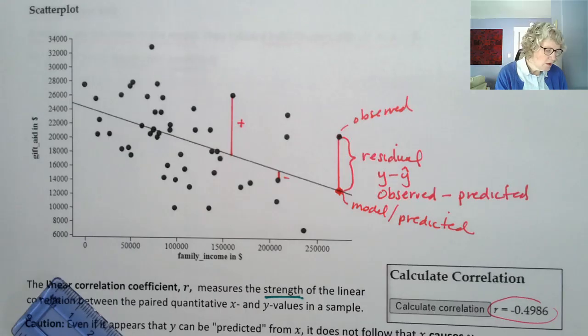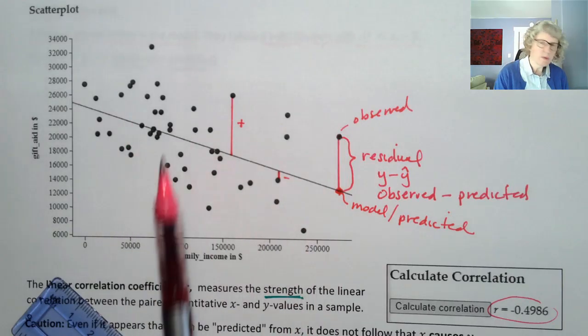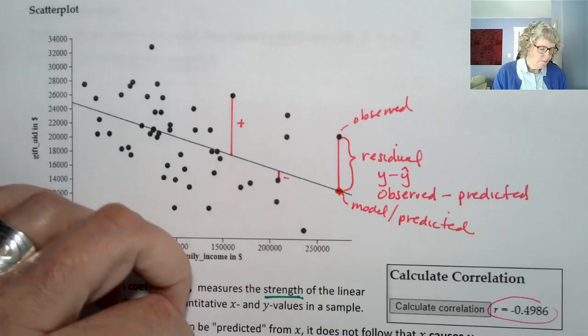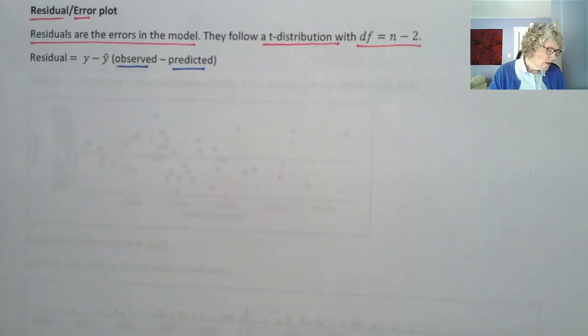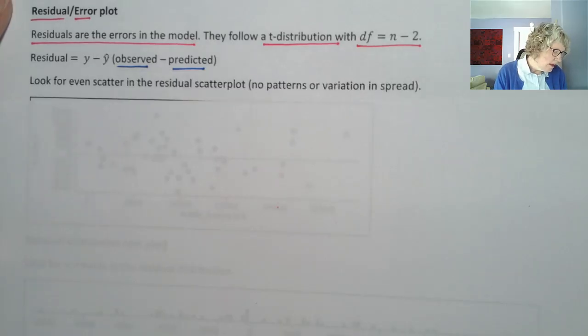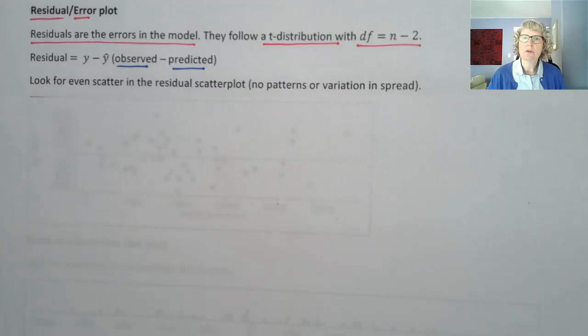Okay, so we want to look at all these errors, all these residuals, and someone has figured out that they're distributed with a t-distribution. So that is what a residual is, and what we want to do is look for even scatter in the residual scatter plot.